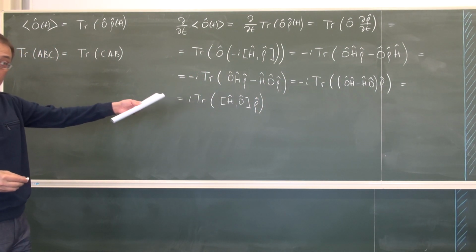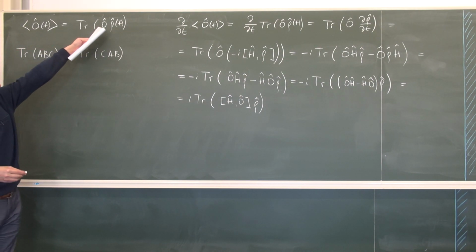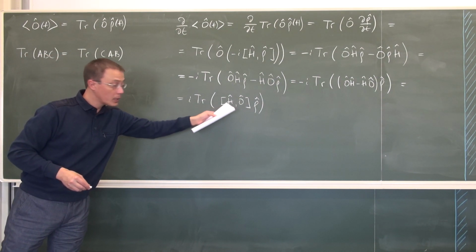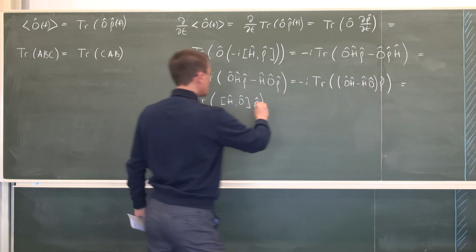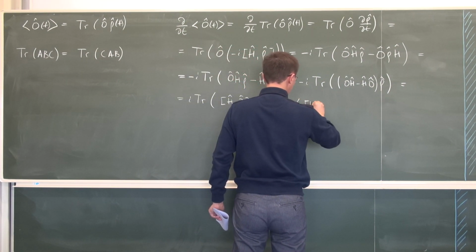This is actually the observable, right? Remember the definition of an observable. It's an operator traced with the density matrix. And so that's the observable corresponding to this commutator. So this is i times the observable of the commutator of H with O.